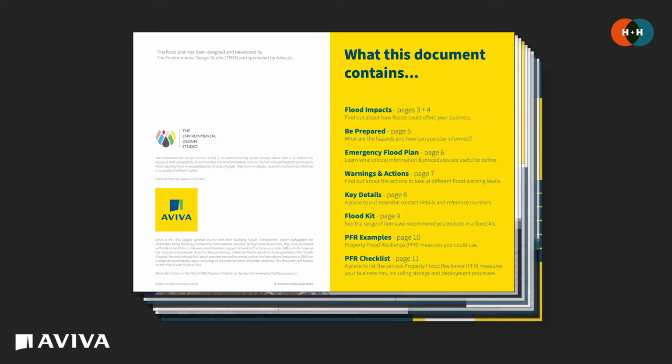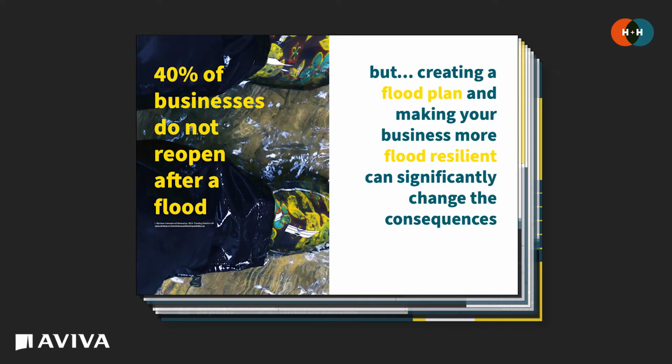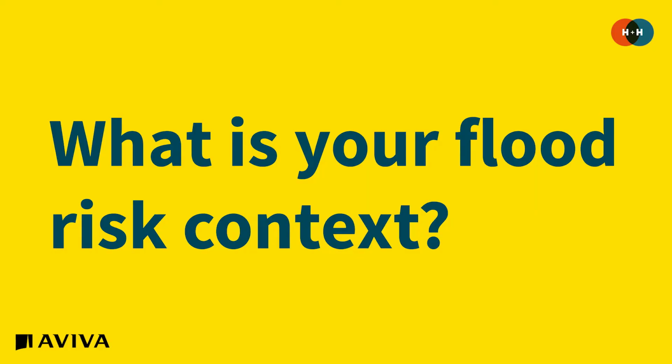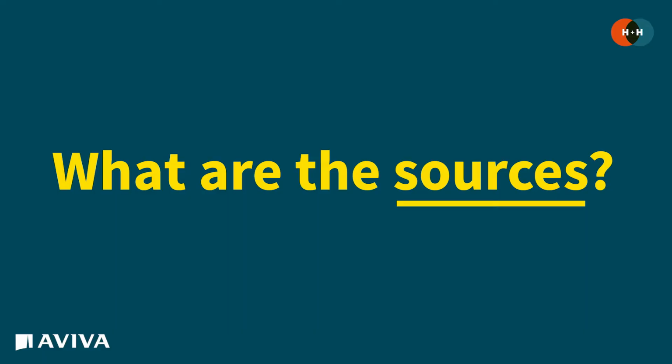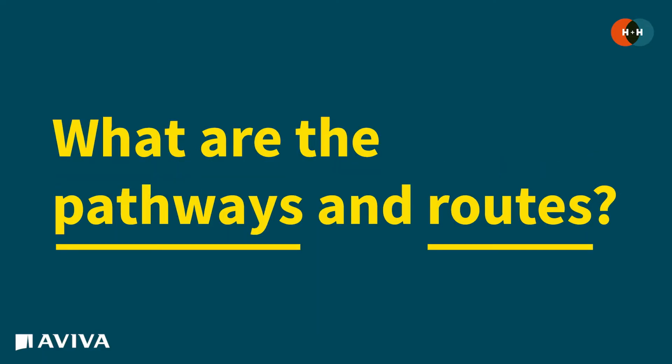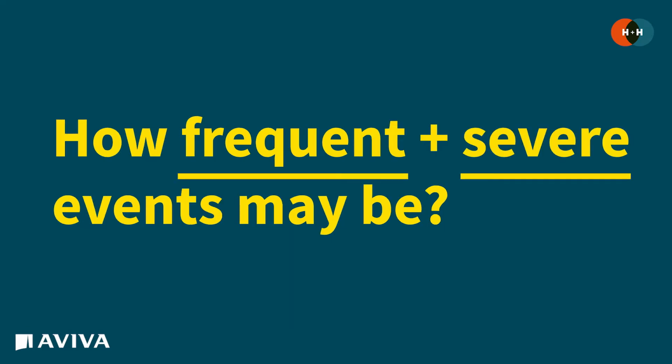Now you'll see in the first few pages that there's an overview of really what the document contains and some reminders there of why we need to act, adapt and have a flood plan in place. But from the outset, the most important element that we need to find out is actually what is your flood risk context? Because it's vital that we actually understand what the sources of flooding could be. We need to identify the actual pathways and routes by which floodwater could reach your premises, and need to understand actually how frequent and severe those flood events may be.